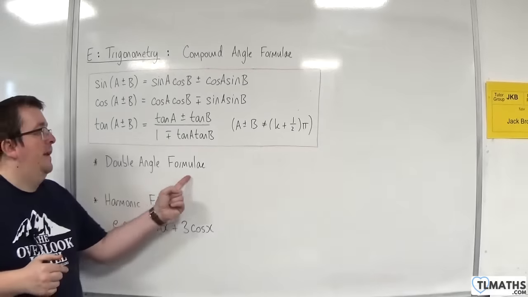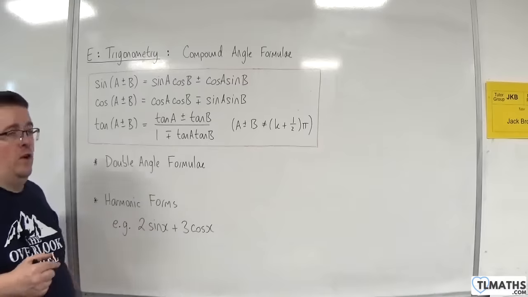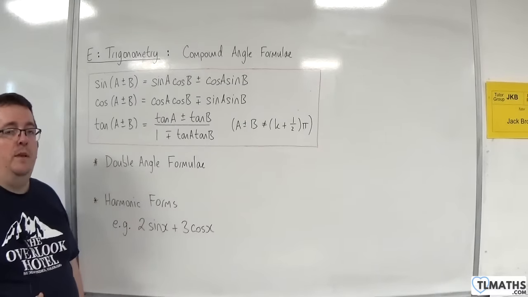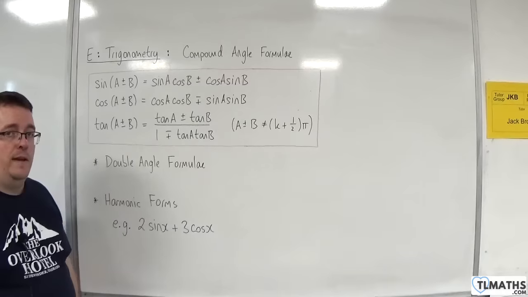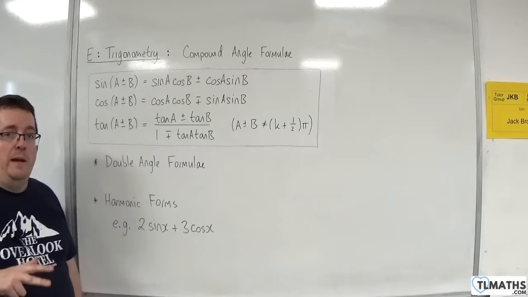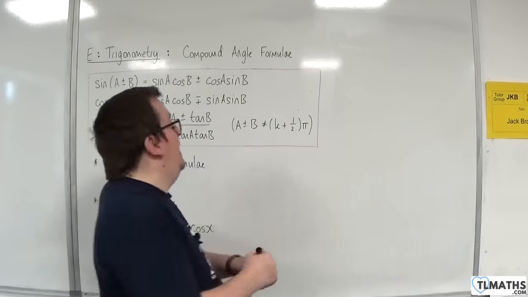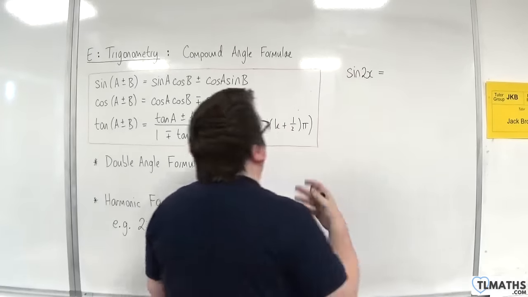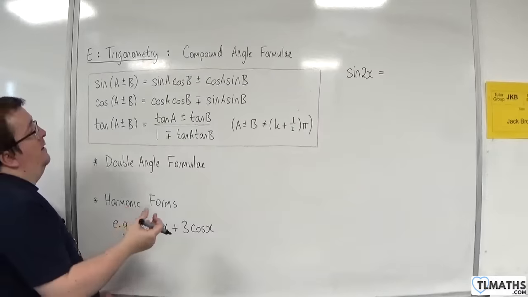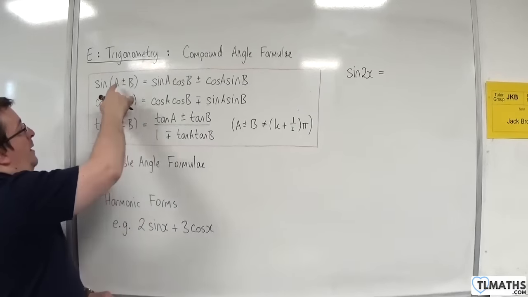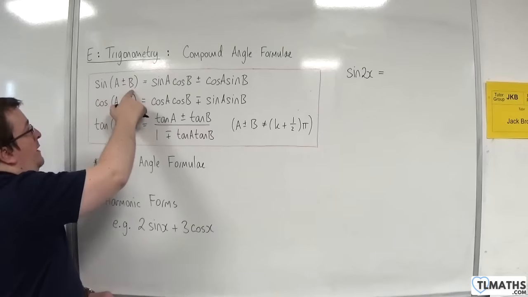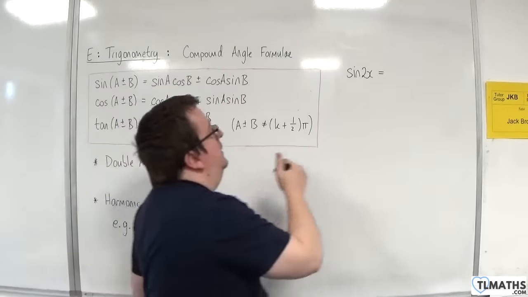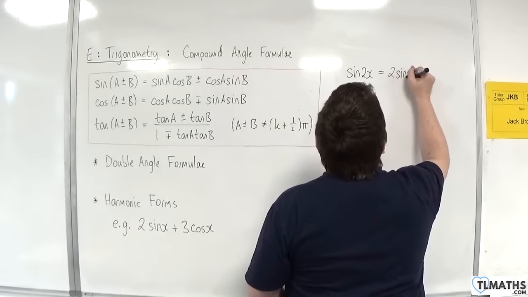Now the double angle formulae can be derived from the compound angle formulae. But you really don't want to have to do that in the exam. Really, you should know the double angle formulae off the top of your head and be able to recall them. So the double angle formulae starts off with sine of 2x. Now, if you were going to derive them, then sine of 2x is sine of x plus x. So you replace the a and the b with x, and you get sine x cosine x plus cosine x sine x, which is 2 sine x cosine x.